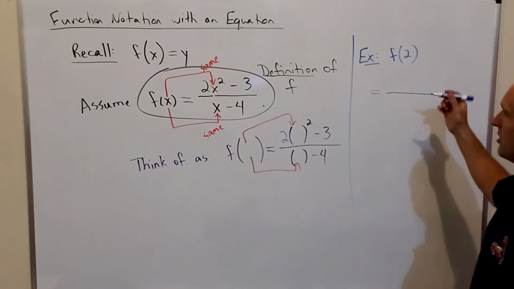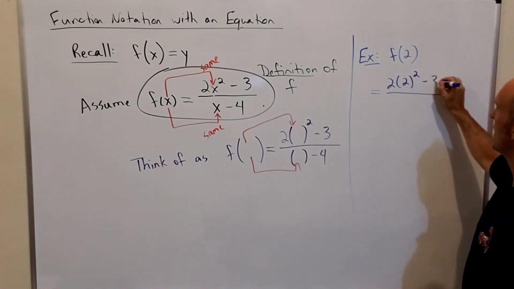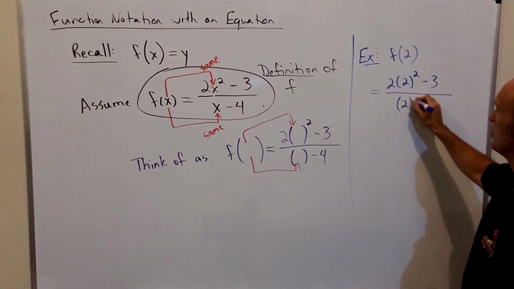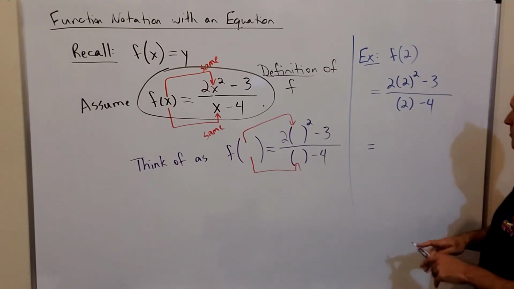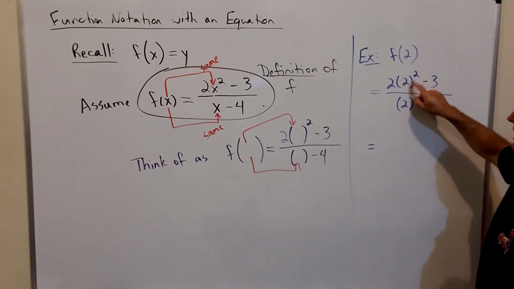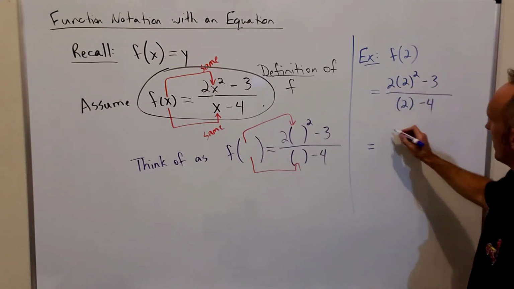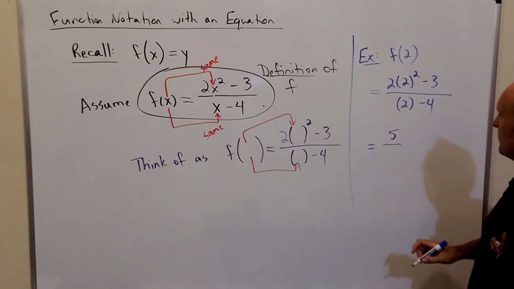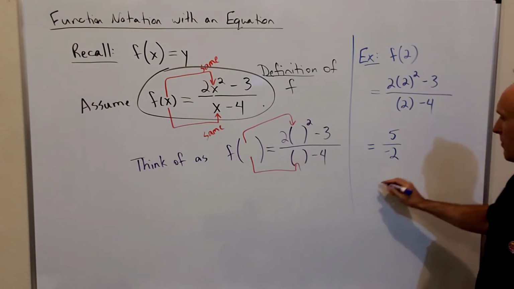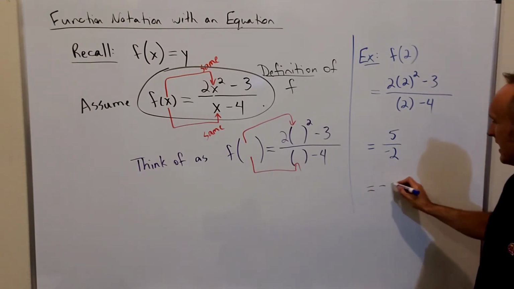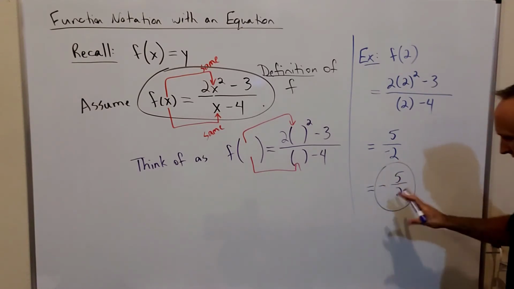So if we do that here, it looks like 2 times 2 squared minus 3 over 2 minus 4. And then using the order of operations I already mentioned, if I square 2, I get 4. 4 times 2 is 8. 8 minus 3 is 5. So my numerator's 5. And on bottom, 2 minus 4 is negative 2. So 5 divided by negative 2 is a negative fraction, negative 5 halves. So that's typically how we write that.